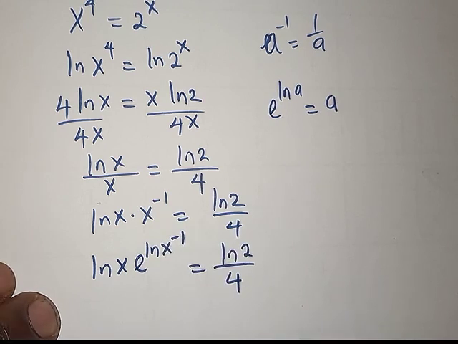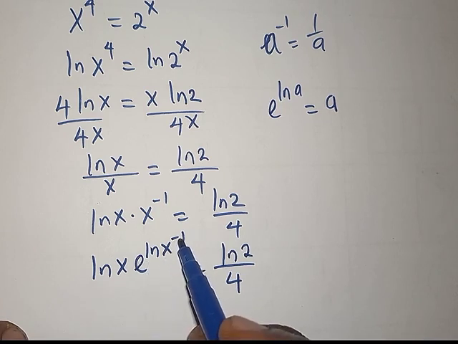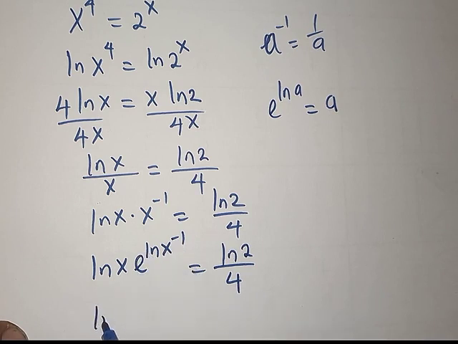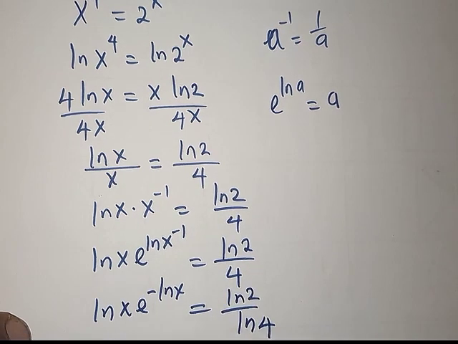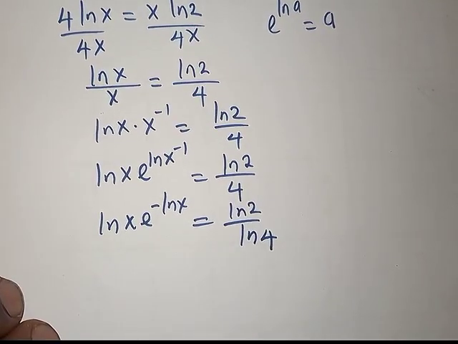Now from here, the next thing you are going to do is, we can see this is ln of x to the power minus 1. This minus 1 is a power, so this minus 1 can come down from the law of logarithm. Let's say ln x e to the minus ln x equals ln 2 over 4. Are you following?